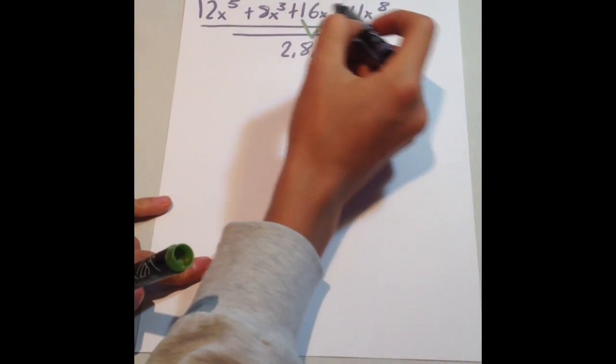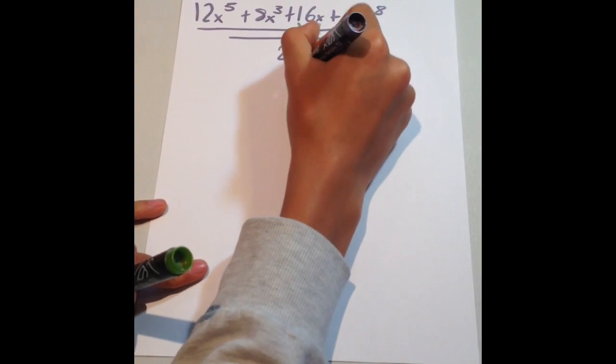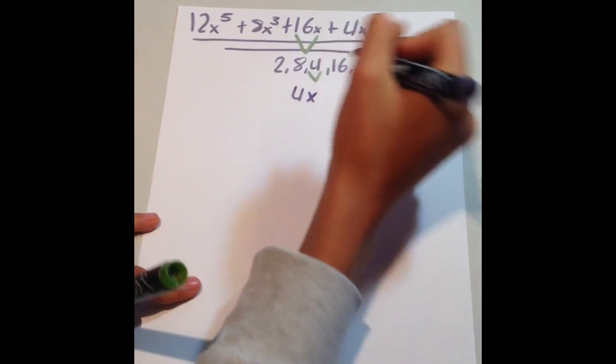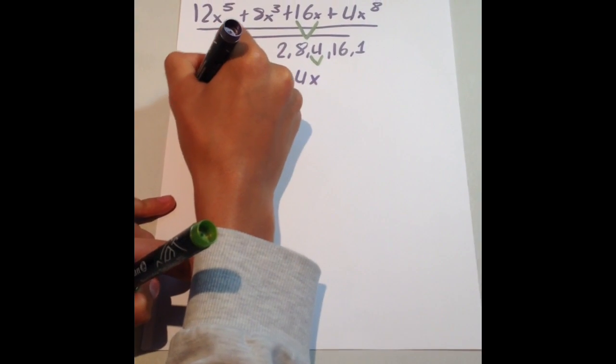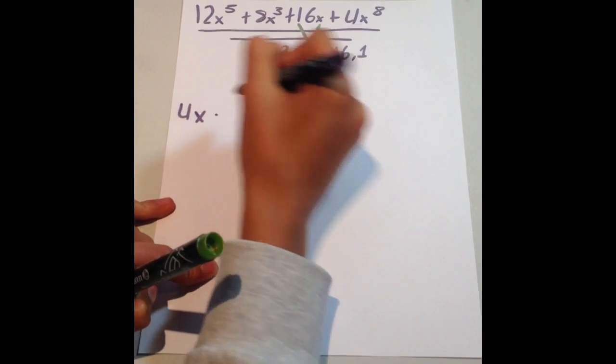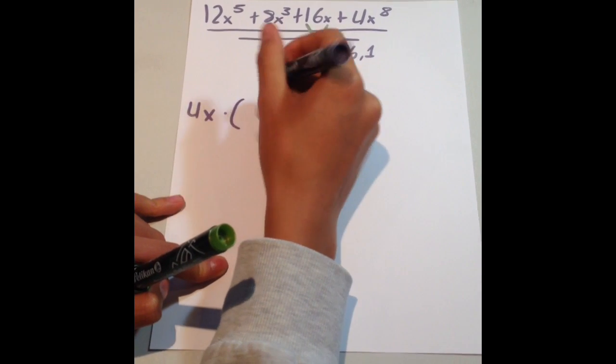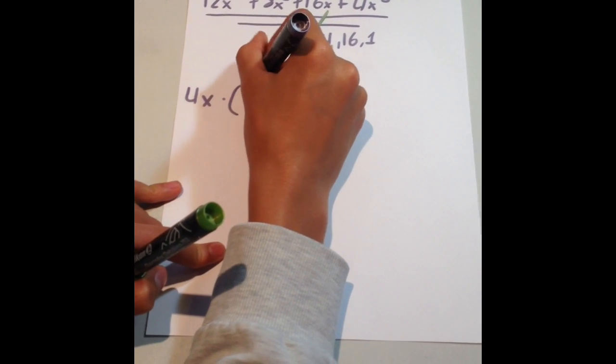As we can see, all the numbers in the polynomial have an x. So our greatest common factor should be 4x, with the small x. Then you divide all the numbers by the greatest common factor.